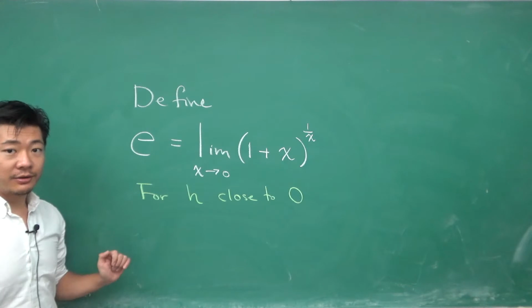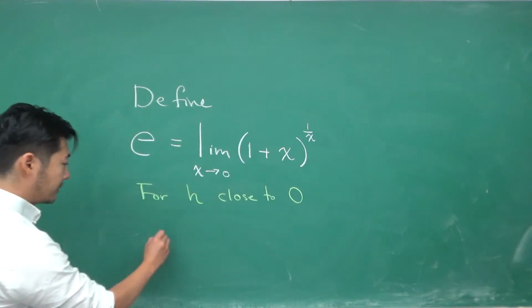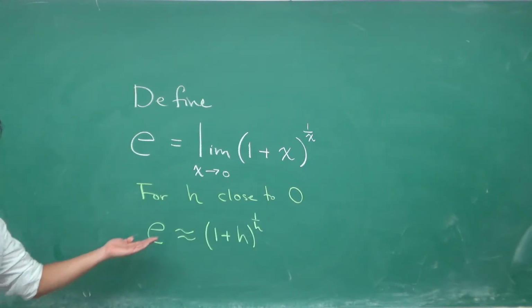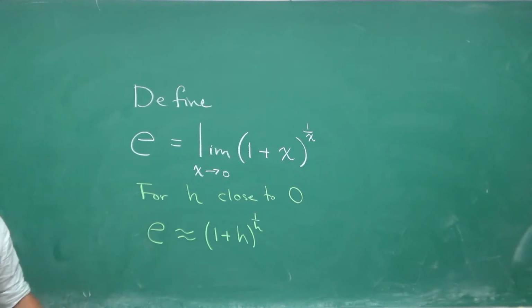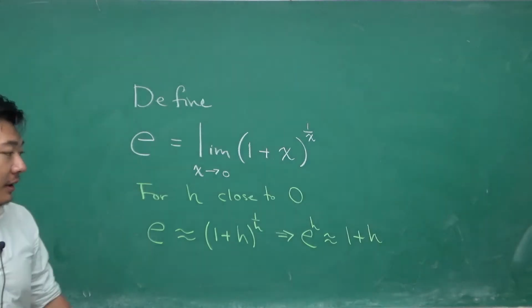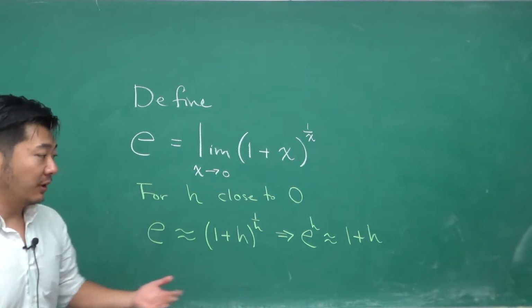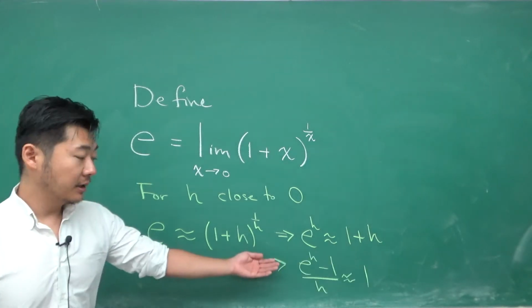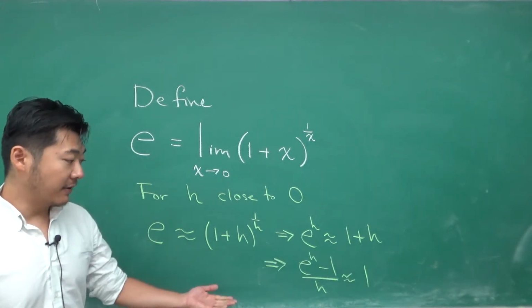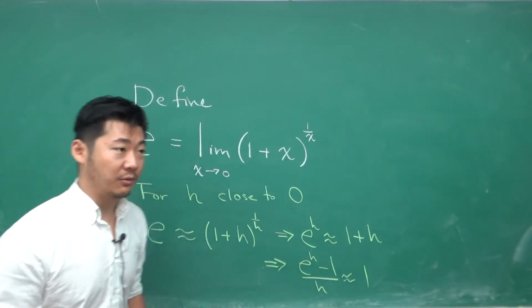Well, for h close to 0, we can say that e is roughly equal to (1 plus h) to the 1 over h, which means that e to the h is roughly 1 plus h, and so (e to the h minus 1) divided by h is approximately 1.